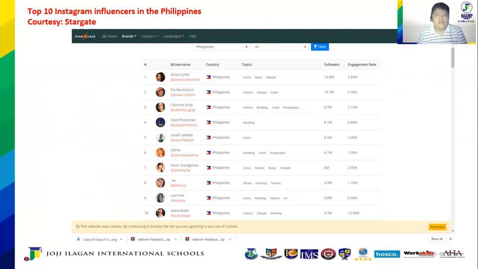What they can share. For instance, here in the Philippines, most of the top 10 influencers on Instagram are females. Ken Curtis, Pierre Furzbach, Catriona Gray, Yasi Pressman, Sarah Labati, among others. Just imagine how very influential they are in terms of engagement.